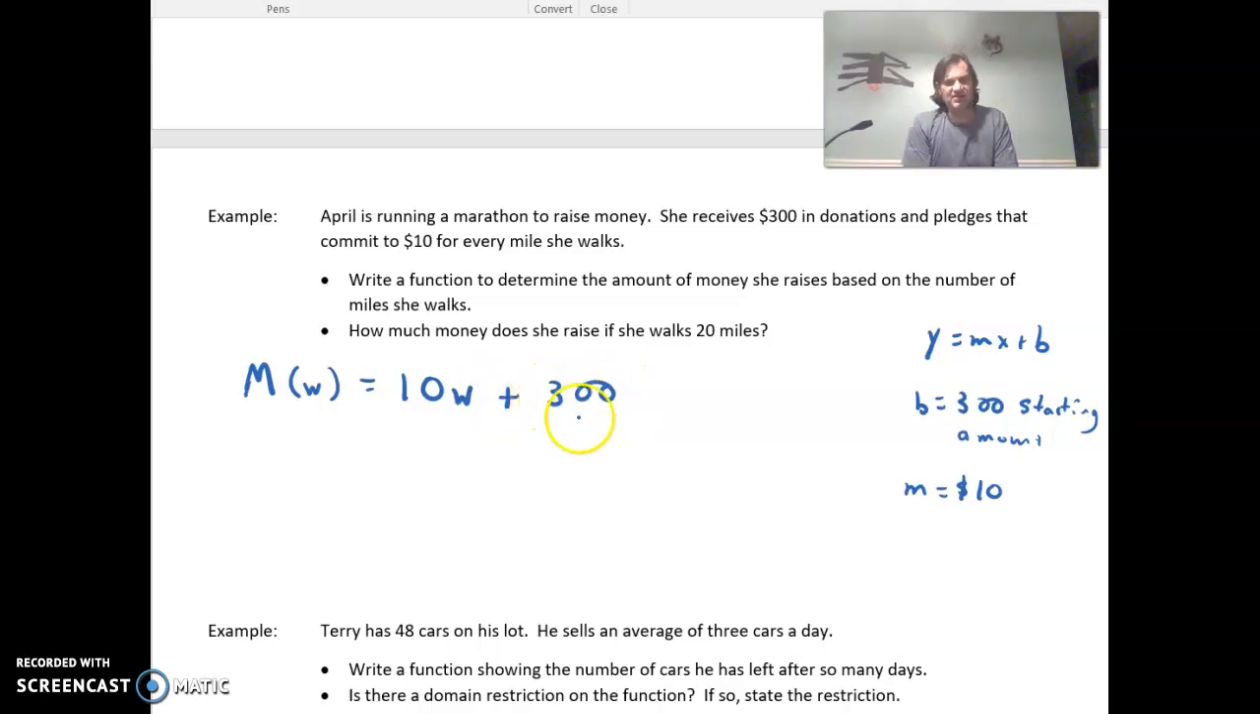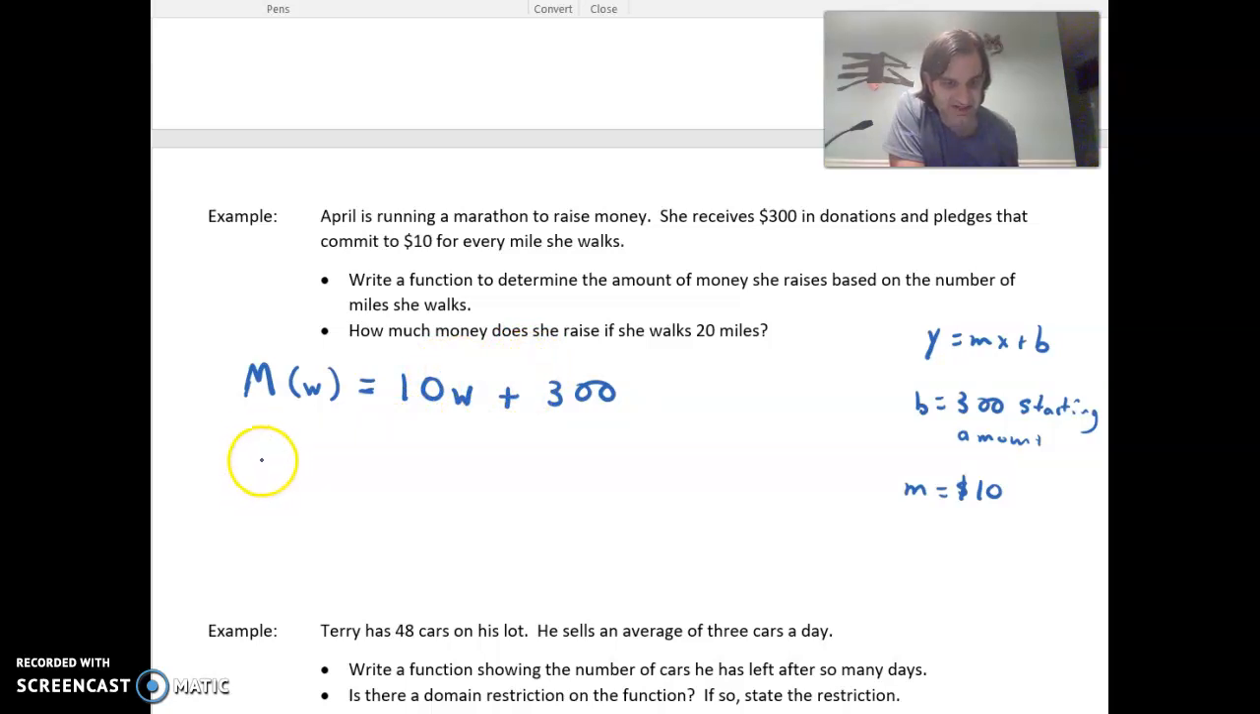So she gets $300 up front from the way this is written if she doesn't walk at all. And then she gets $10 for every mile she walks. And when we asked how much money will she raise, we just named our function accordingly. So in this case, 10 is the rate, and that means it will grow 10 for every mile she commits to. But it'll also have that extra 300 on it. So on a graph, it would start up at 300, and then it would go up 10 over 1.